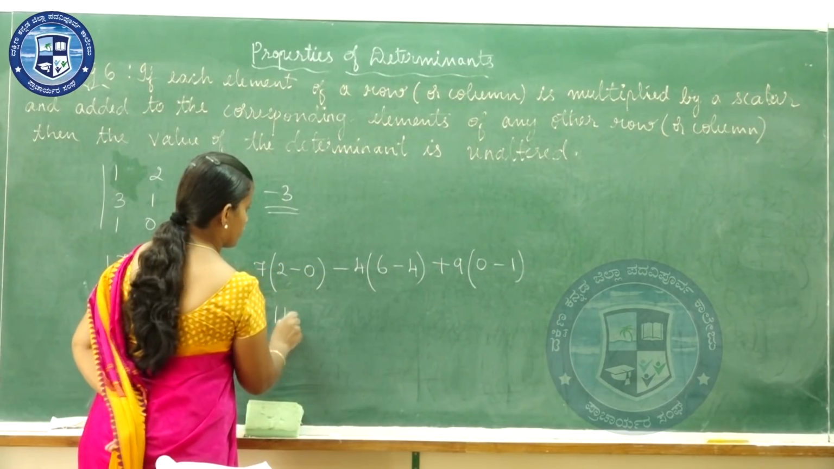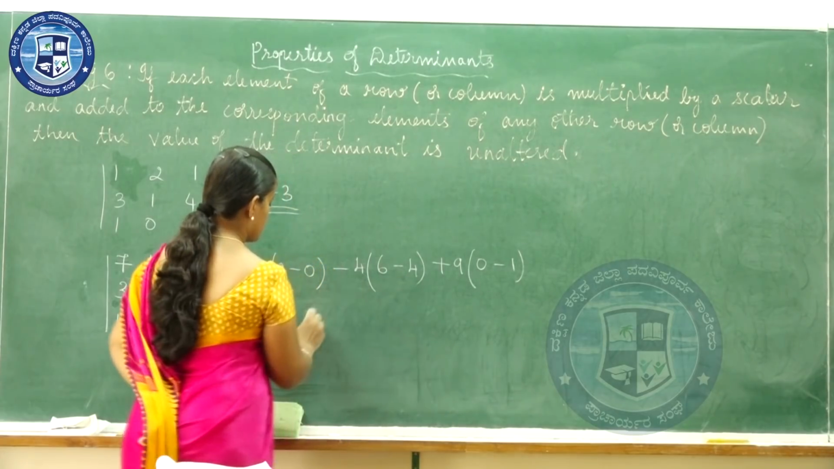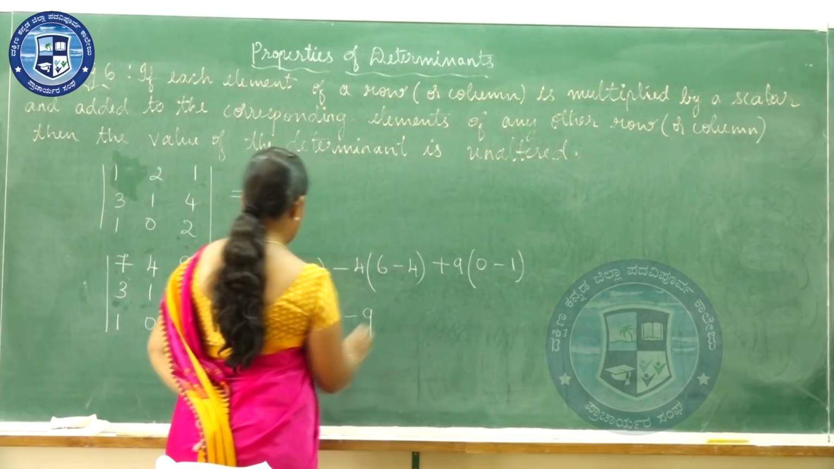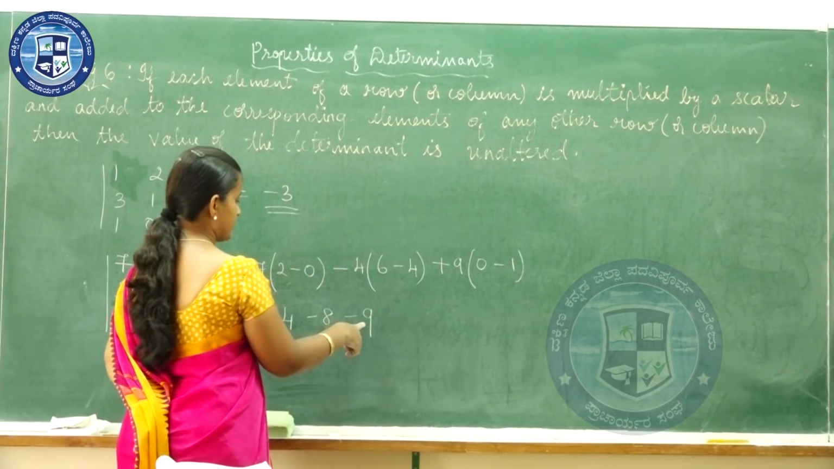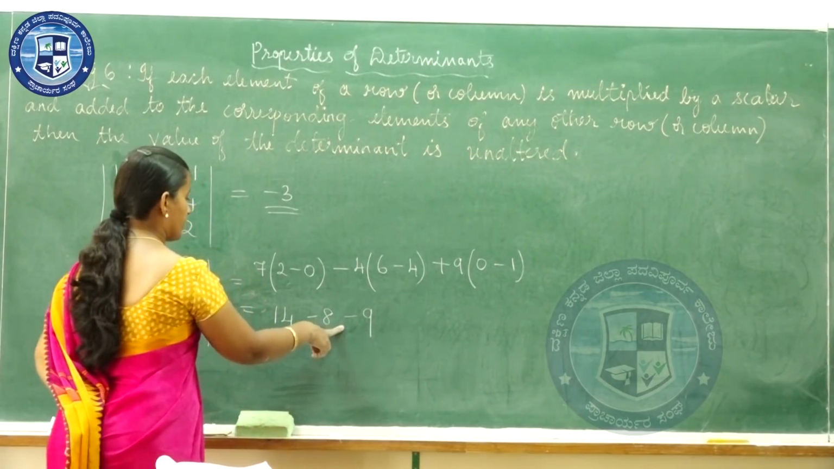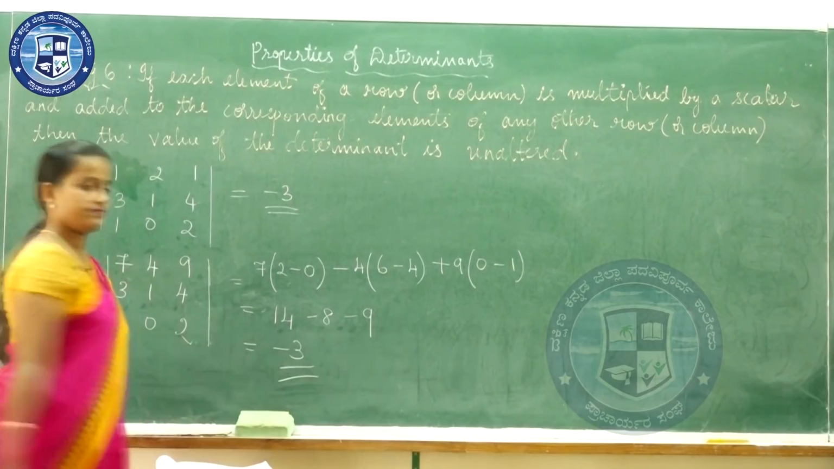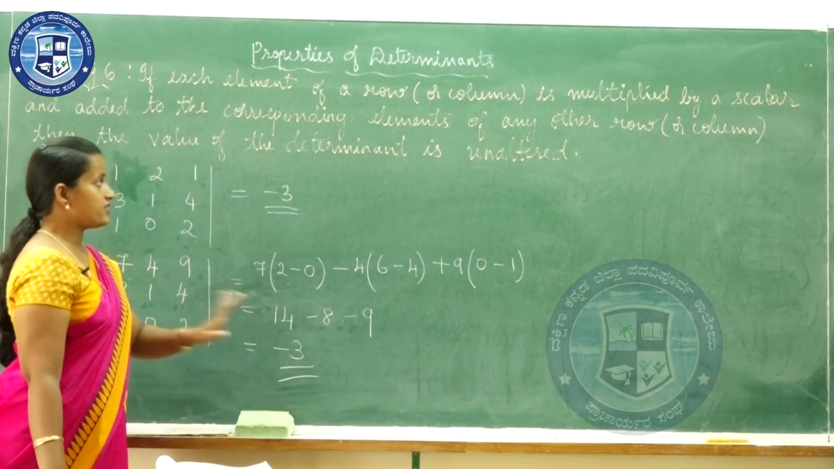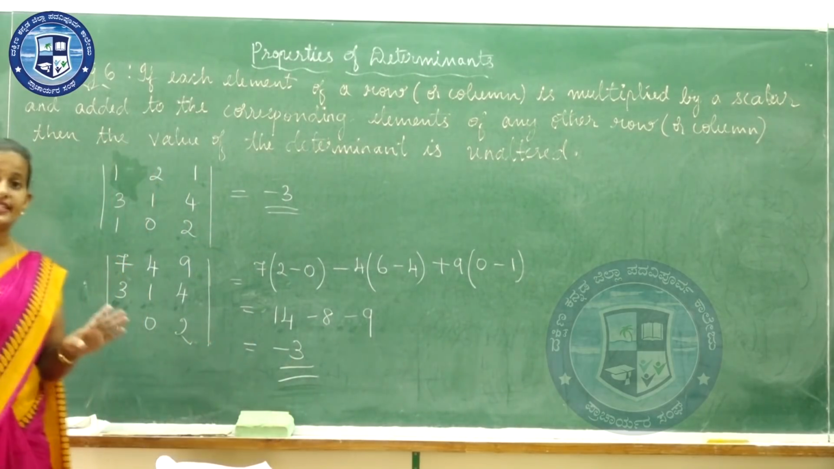So, this is 14. 6 minus 4 is 2. So, this becomes minus 8 and here you have minus 9. So, minus 8 minus 9 is minus 17. Minus 17 plus 14 is minus 3. See the beauty of this property. So, determinant remains the same. Determinant is unaltered. So, determinant is same.